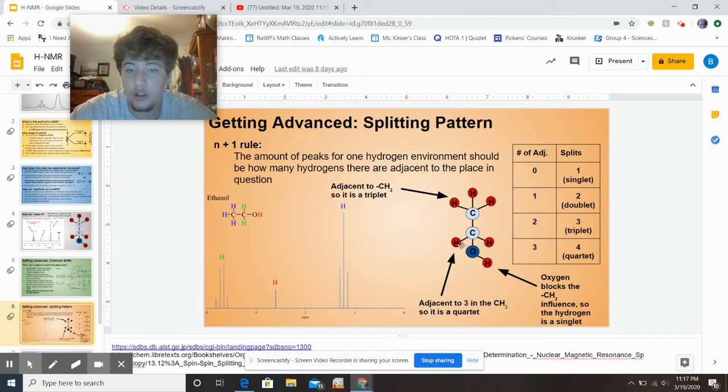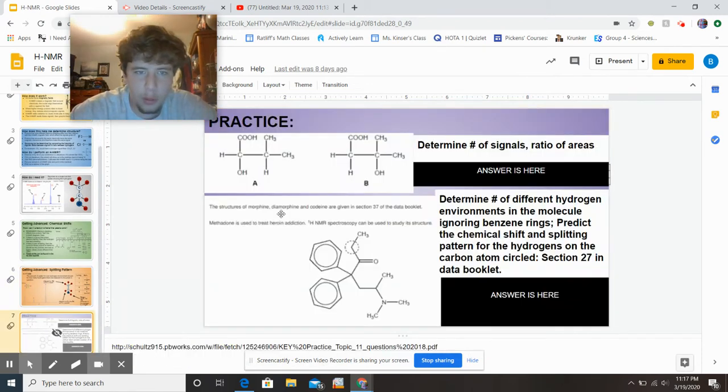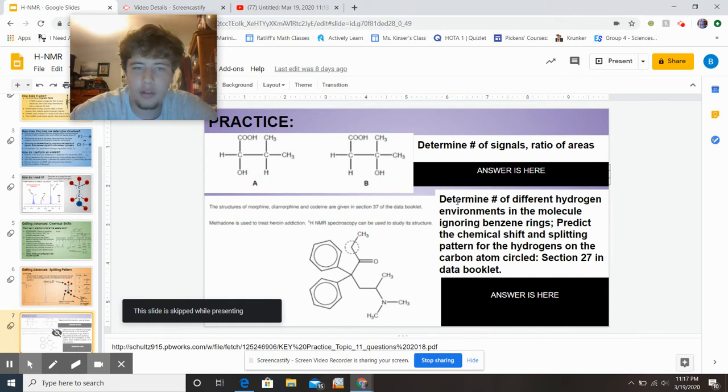And then if you look at the CH2, it's adjacent to a CH3. There's 3 hydrogens. N plus 1, 3 plus 1 is a 4, and it's a quartet. So that's pretty easy, the splitting pattern. You just have to remember N plus 1. So now we're going to be looking at some practice problems.